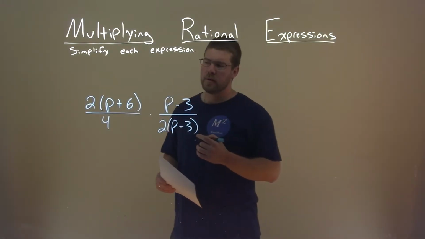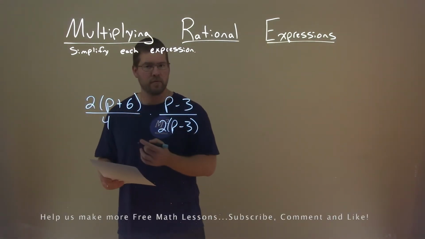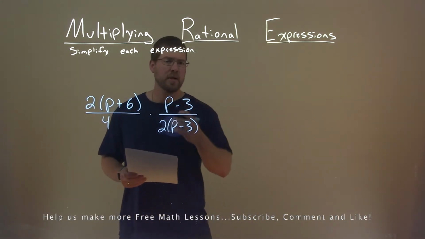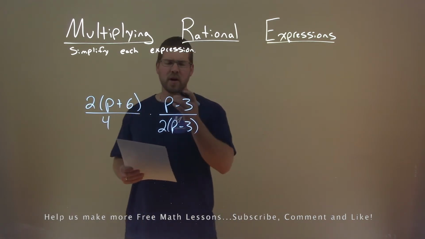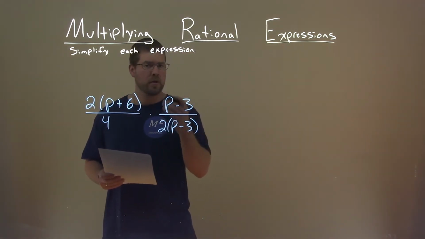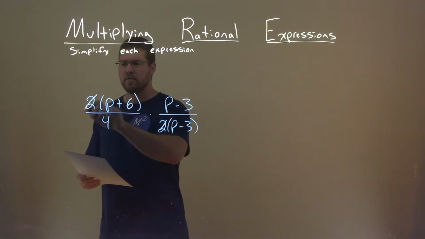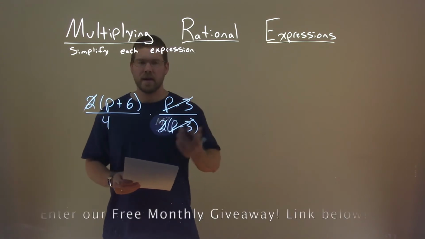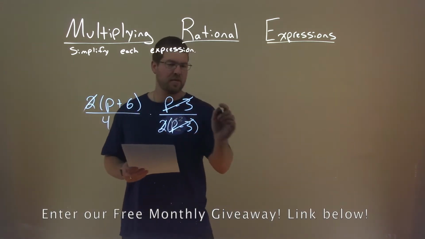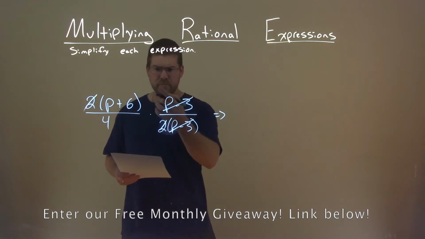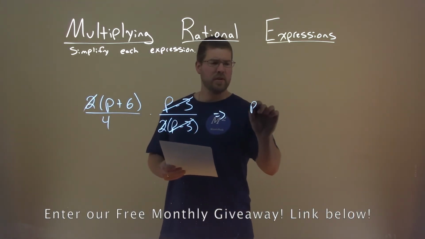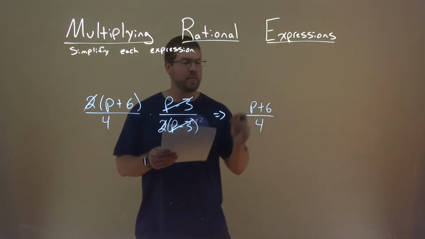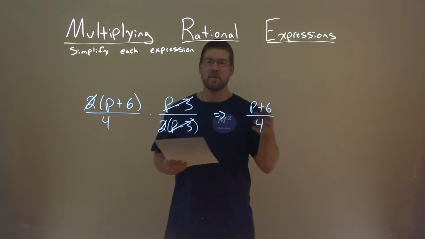We're given this problem right here. 2 times p plus 6 divided by 4 times p minus 3 divided by 2 times p minus 3. And we need to simplify this expression. Well, I try to find things that I can cancel out from the numerator and the denominator. There's a 2 here and a 2 here. Cancels each other out. p minus 3 and this p minus 3 cancel each other out. And there's really nothing else left over that I can cancel out. So, I have a p plus 6 in the numerator divided by the denominator, which is just a 4. And so p plus 6 divided by 4 is our final answer.